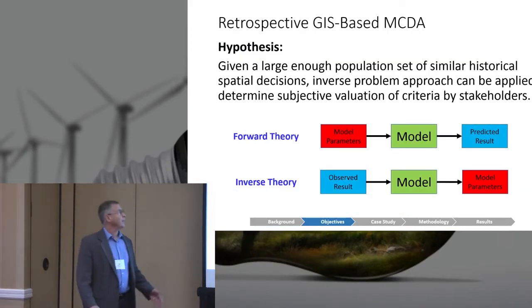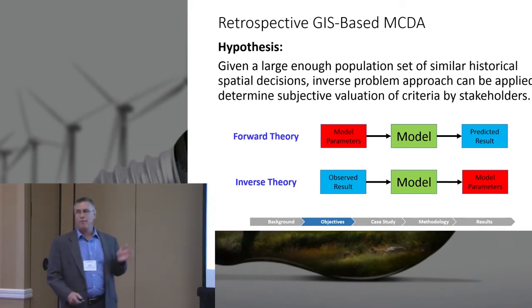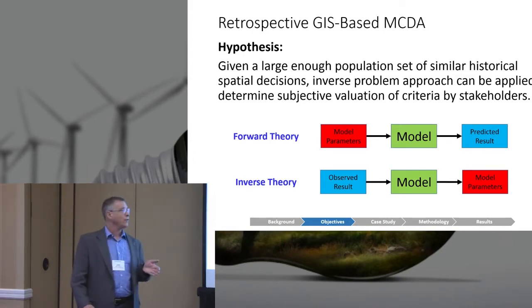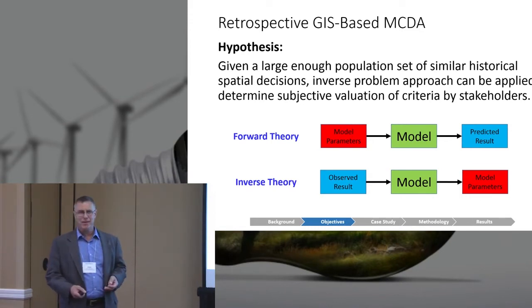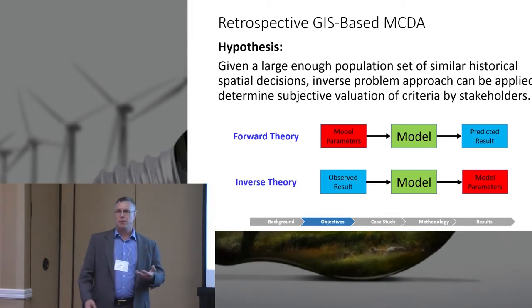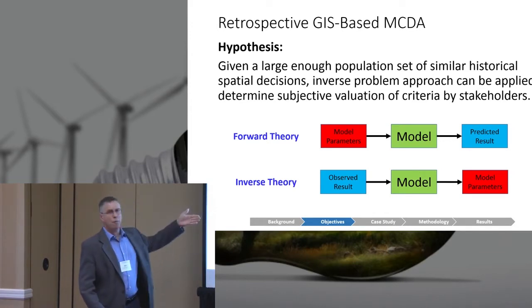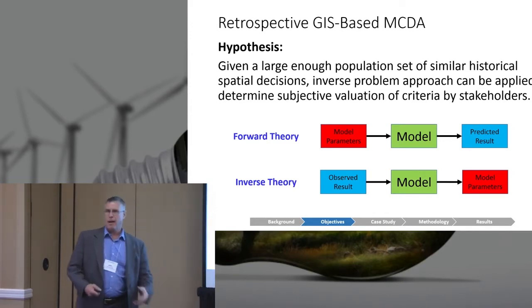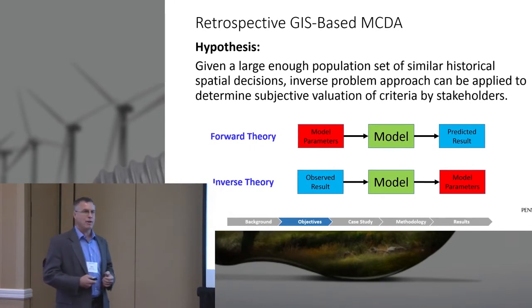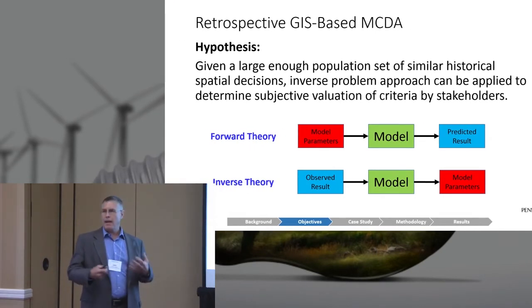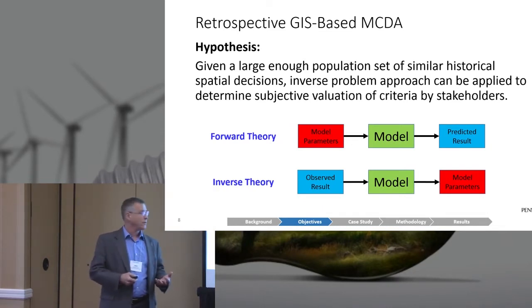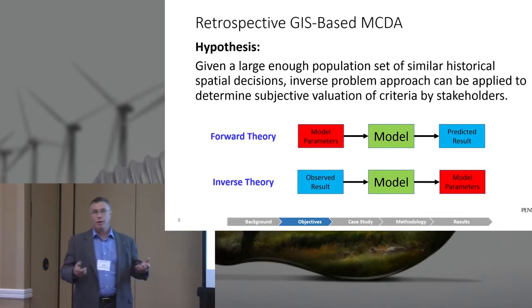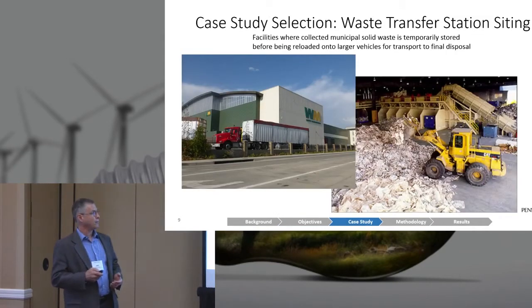So our hypothesis is that given a large enough population set of similar historical decisions, we can interrogate that information, taking an inverse approach, to try to determine some of the subjective valuations applied to the problem by the decision makers and stakeholders. We're really reversing a forward theory, where you take your model parameters and put them into your model to get a predicted result. We're taking that backwards, taking observed results from previous spatial decisions, assuming various model forms, and then trying to find out what the parameters or the criteria evaluation might be for those models.